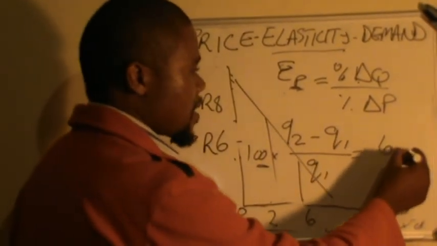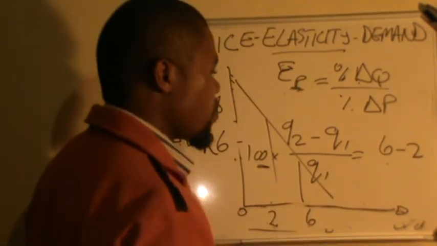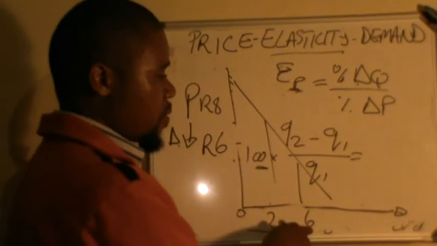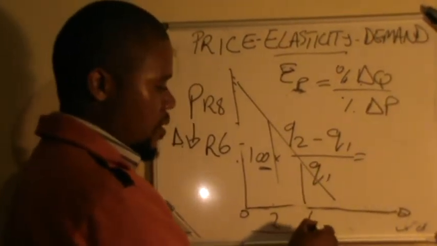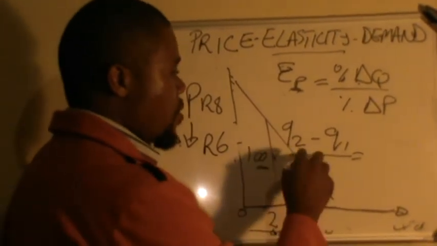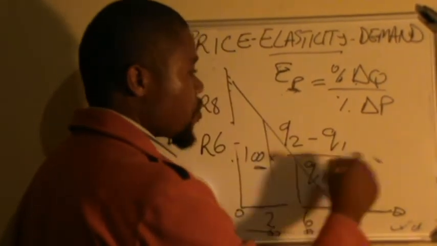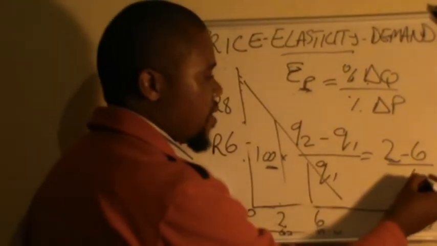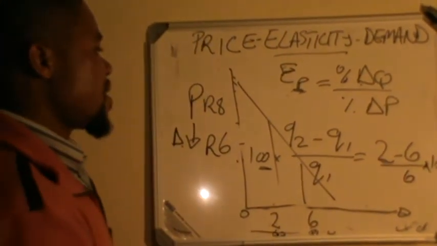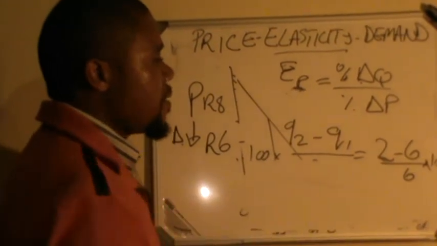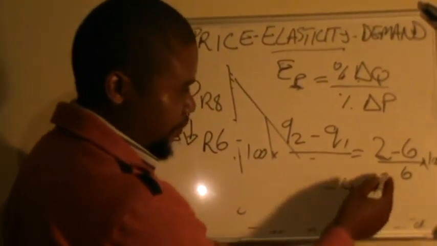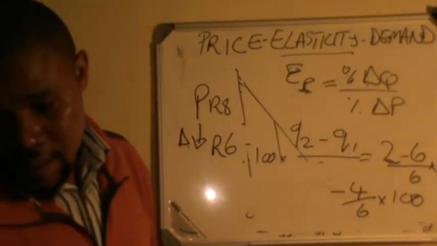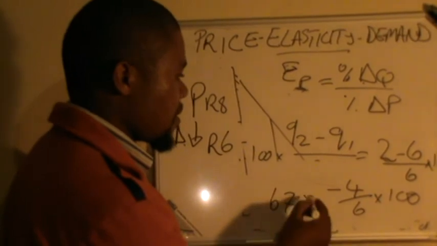So it would be 2, because we are moving from 6. This is our initial point, so this is Q1, and this is Q2. So Q2 is 2, minus 6, divided by Q1, which is 6, times 100. And what is that? It's minus 4 over 6 times 100. And really, what is that? That is 67%. You can just take your calculators.